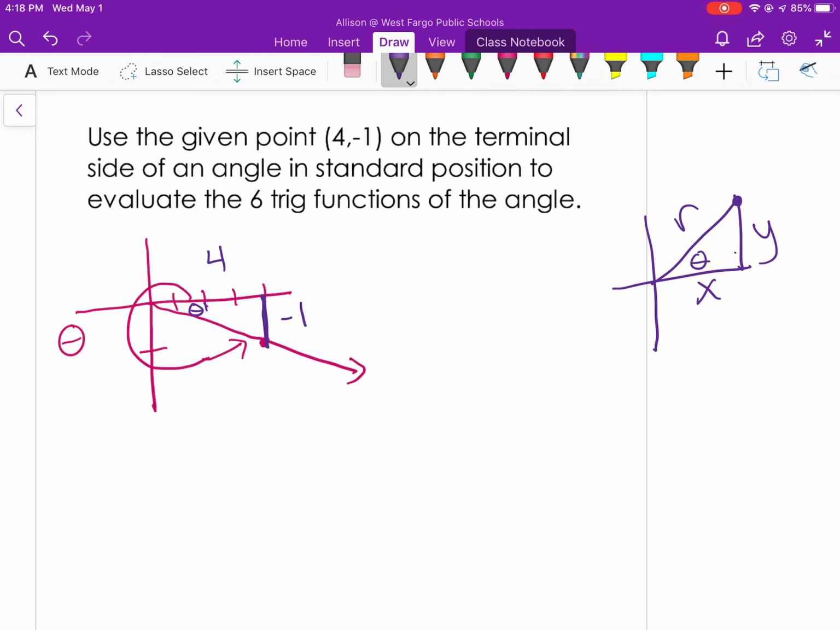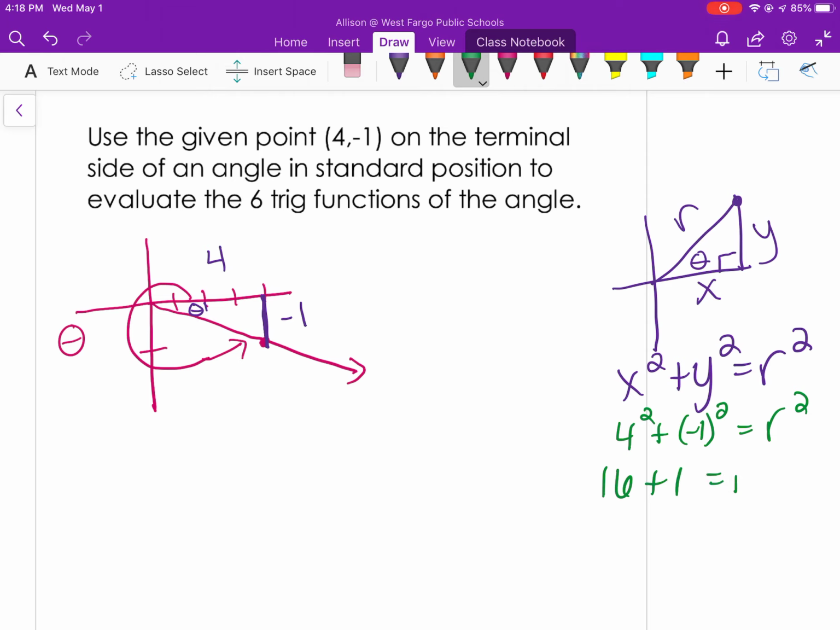And then using Pythagorean's theorem, you know that x squared plus y squared equals r squared. So if x is 4, 4 squared, and y is -1, y squared equals r squared. That's 16 plus 1 equals r squared. So r squared equals 17, or r is the square root of 17. That's our radius from the center down to our point on the terminal side.